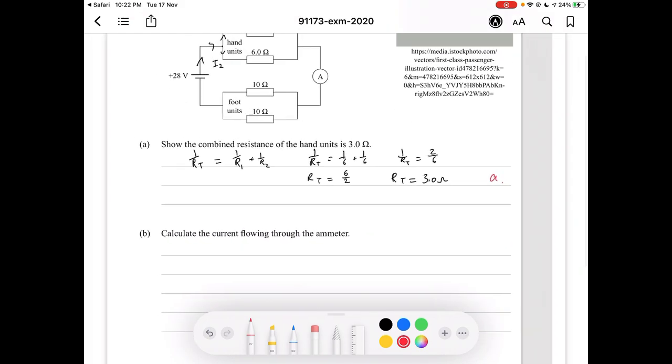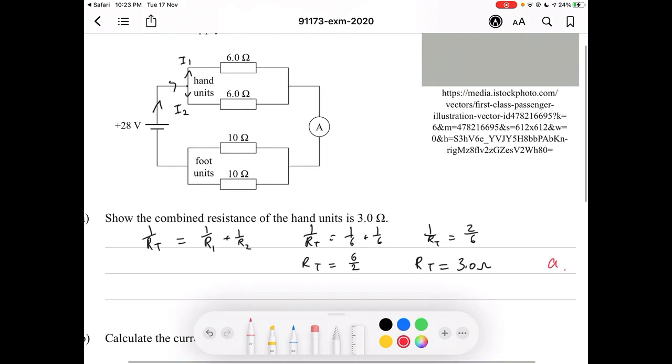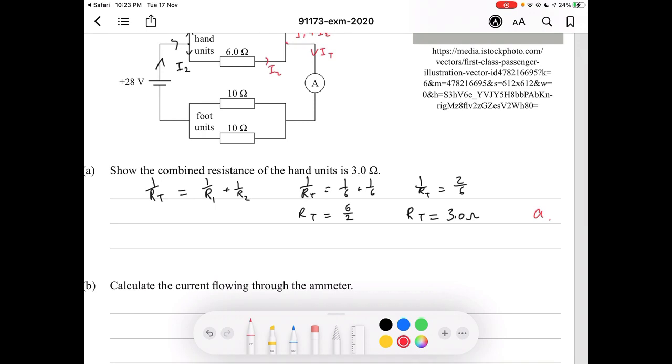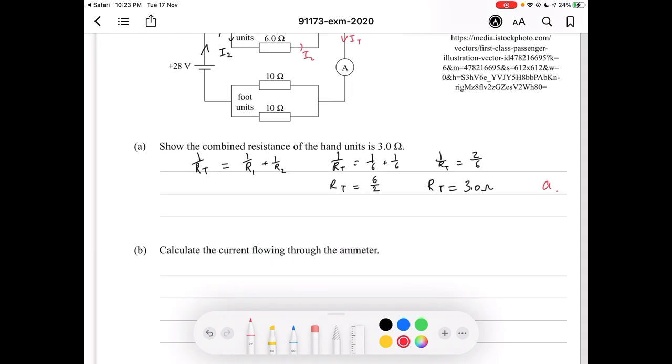Calculate the current flowing through the ammeter. The ammeter is located in between the 2 parallel branches, which means it is measuring the total current. At point A, I1 will flow here and I2 will flow here, and at this junction we get back to I1 plus I2, which is our original current, I total. The total current in the circuit flows through the ammeter, so this question is asking us to find the total current in the circuit.